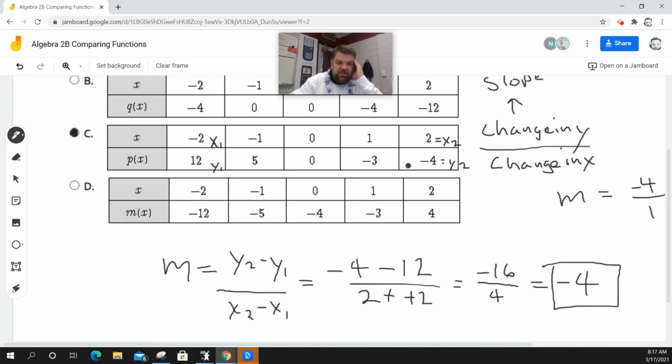How did I do it in my head? I was like, okay, what's the difference? Like on a number line, if I start at negative 4, how many spaces do I move to get to 12? Or if I start at 12, how many spaces do I move to get to negative 4? Well, it'd be negative 16 spaces. And then to get from negative 2 to 2, it'd be positive 4 spaces. Negative 16 divided by 4 is negative 4. So that's how I did that.